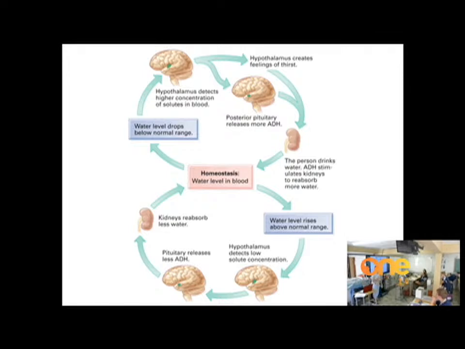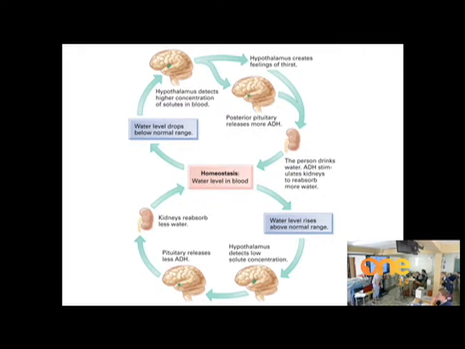Do you understand that? So the other way around, if I really drank a lot of water, like on a day when I'm not sweating in the winter, now the water level rises above a specific range. Remember, it's always a range. You remember blood glucose between 80 and 100 milligrams of glucose per 100 milliliters of blood. It's a range. It's not one specific measurement.